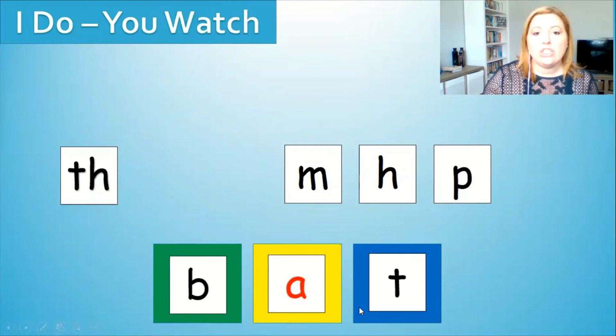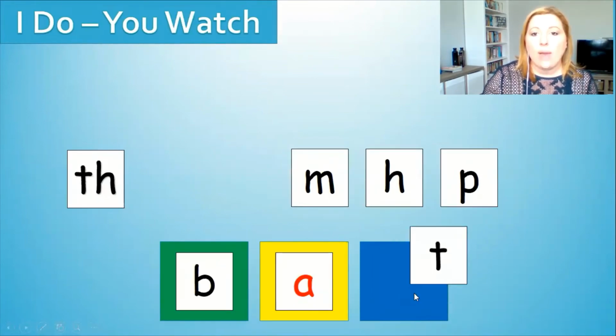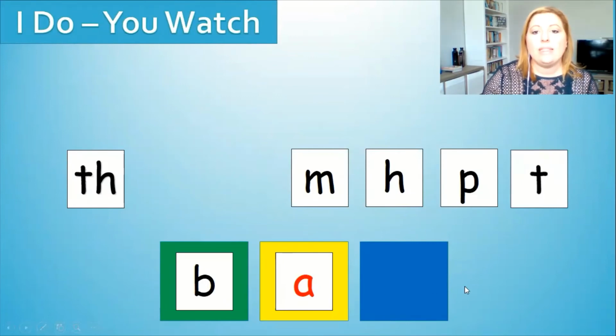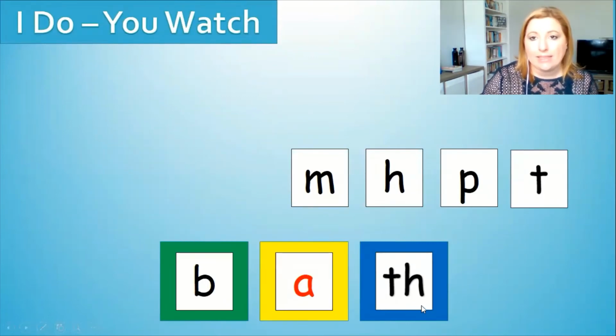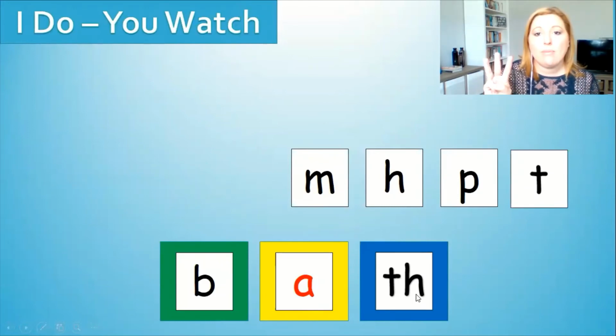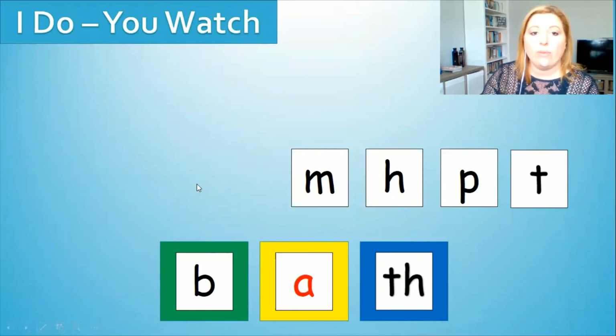Now, if I want to change something, I'm going to change this last letter. I'm going to take the T away, and I want to put the digraph TH in its place at the end of the word. So I'm still going to have 3 sounds because remember, the TH are 2 letters that come together to make one sound. So let's point and say the sounds that are in this word. You ready? Let's point and say one more time. Bath. The word is bath.